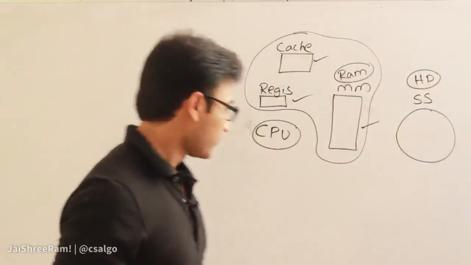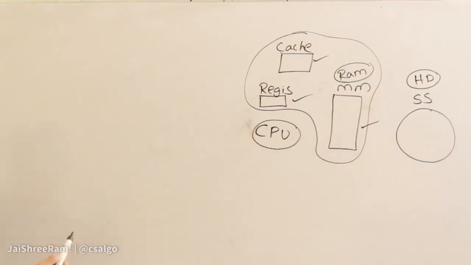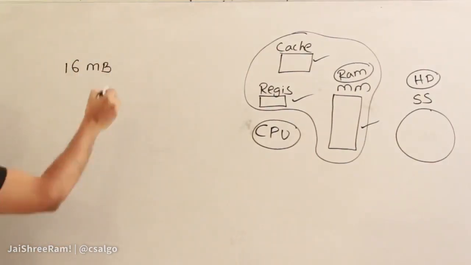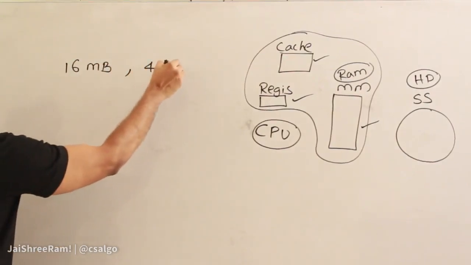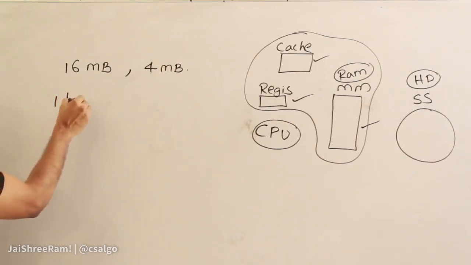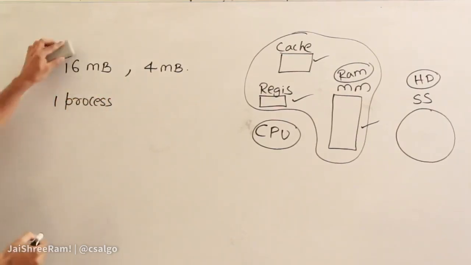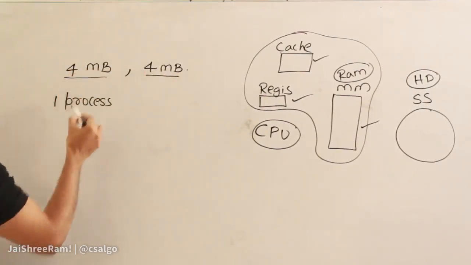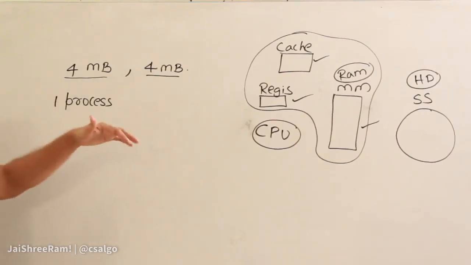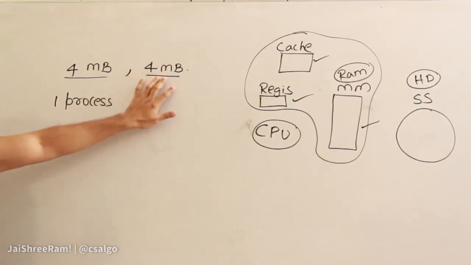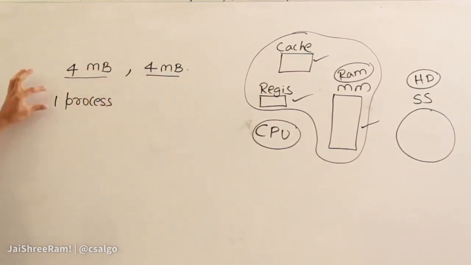Just watch it. Now let us say I have a main memory of 16 MB and a process size of 4 MB. Or assume that main memory is 4 MB and the process size is 4 MB, and just forget about the operating system. Assume that the operating system is separately present in some other element, and my main memory of 4 MB is completely available for the process of 4 MB. Then how many processes can I run?